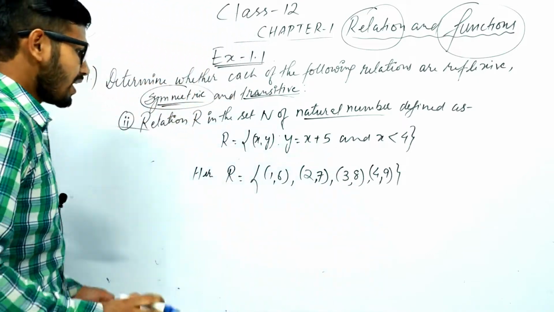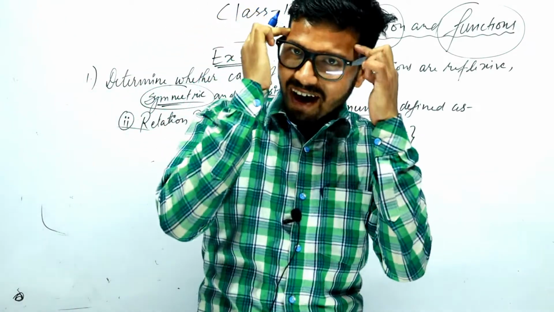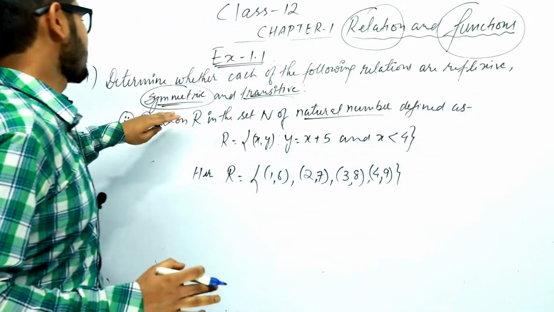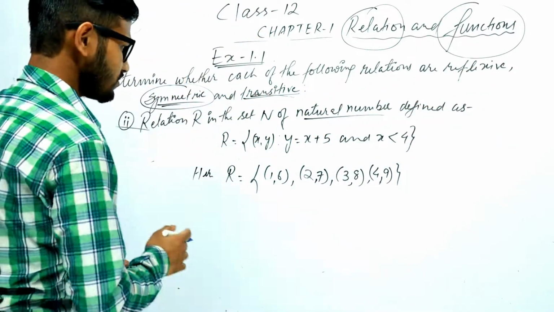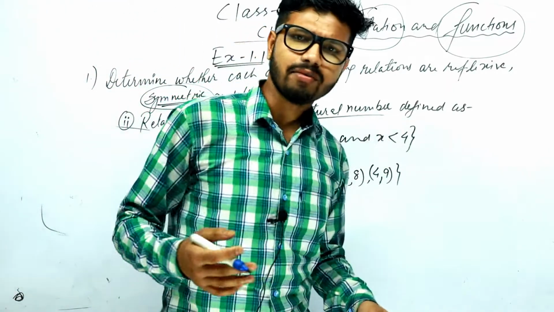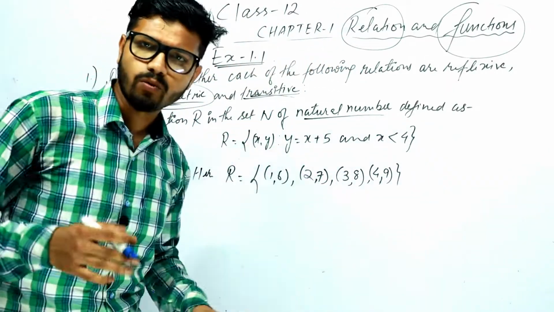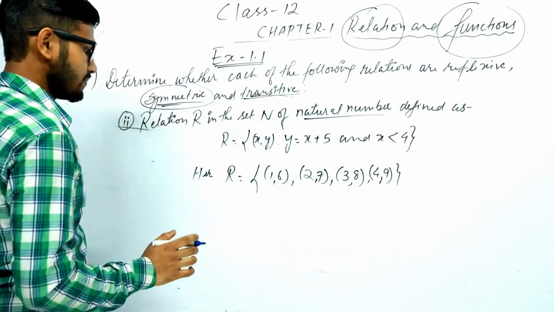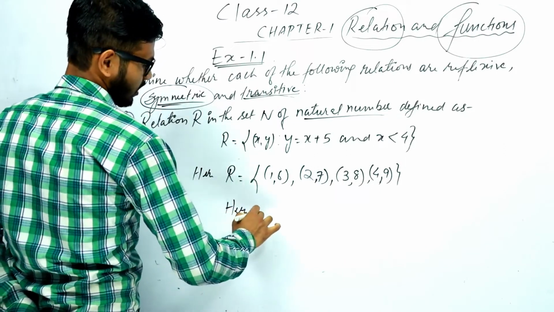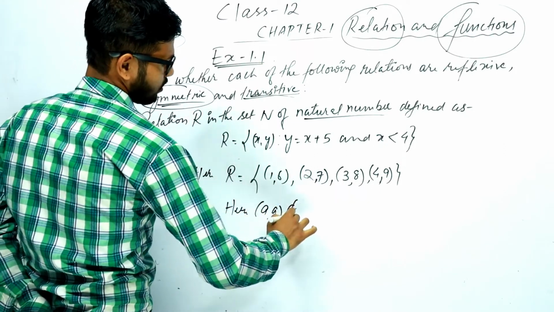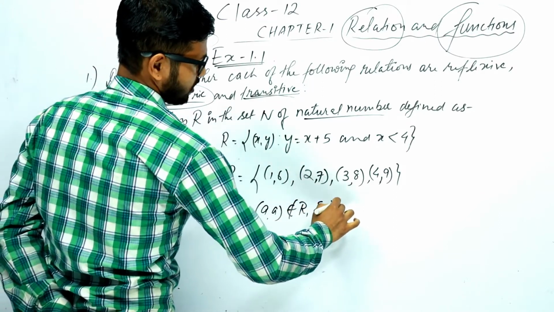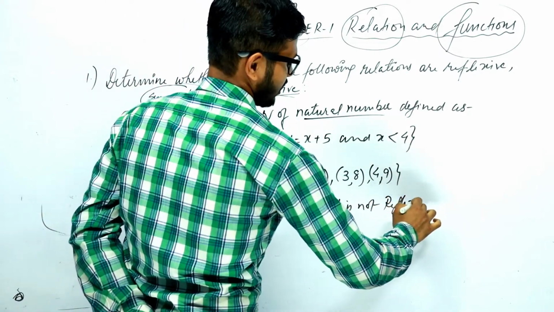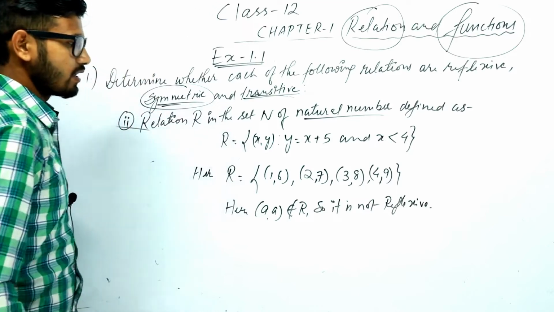Clear? So let us check whether it is a perfect relation or not, whether it is reflexive, symmetric or transitive. See, is there any repeated or same ordered pair present? Are 1, 1, 2, 2, 3, 3, 4, 4 present? No, not present. Here A comma A does not belong to R, so it is not reflexive.